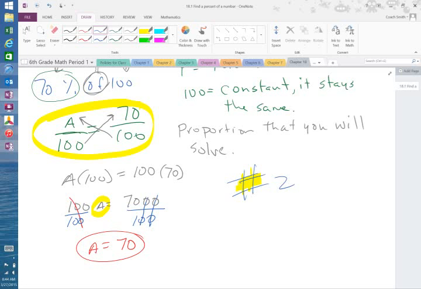So the first thing you do is set it up in your proportion. The second thing you do is solve the proportion. If you've only got one thing, then you'll need to show me the proportion and then show me the answer.